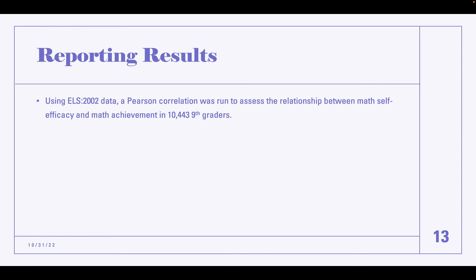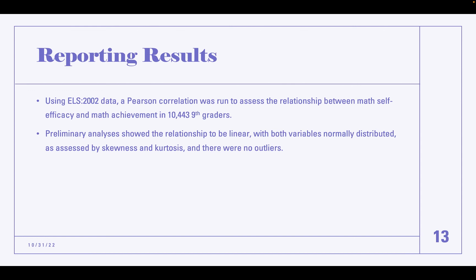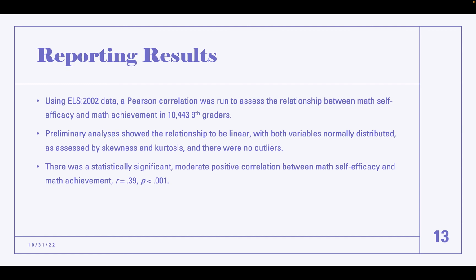So here we could say, using ELS 2002 data, a Pearson correlation was run to assess the relationship between math self-efficacy and math achievement in 10,443 ninth graders. Preliminary analyses showed the relationship to be linear, with both variables normally distributed as assessed by skewness and kurtosis, and there were no outliers. There was a statistically significant, moderate positive correlation between math self-efficacy and math achievement. So again, just reporting then that Pearson R and the appropriate p-value.